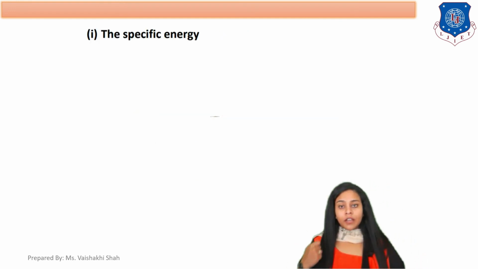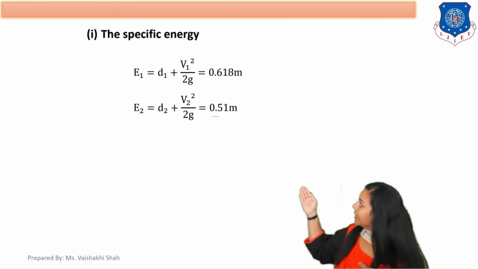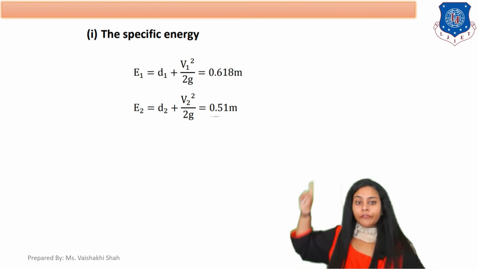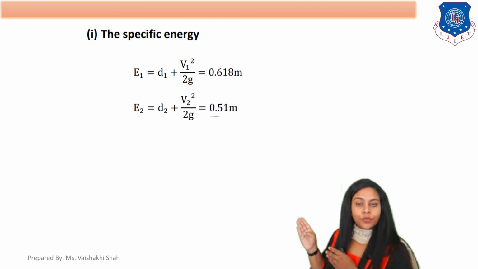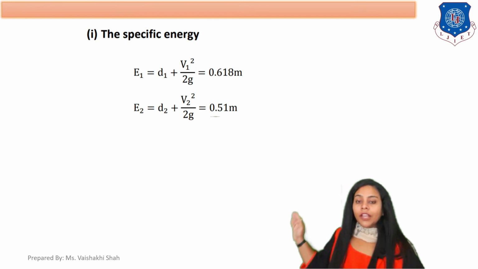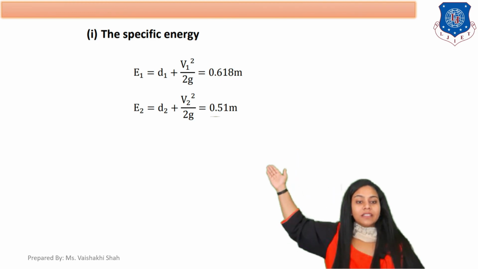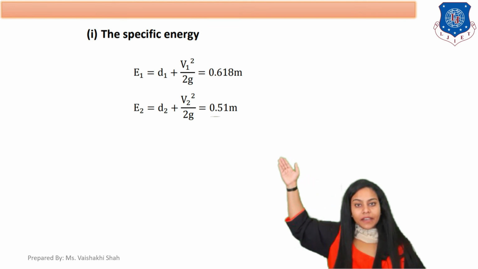Now, firstly, specific energy. We have to find out specific energy, and we know the equation for specific energy: E1 equals D1 plus V1 square by 2G, and E2 equals D2 plus V2 square by 2G. Now, we have all the values D1, V1 and G, that is 9.81. So, by placing the values in the equation, your answer for E1 is 0.618 meter and the answer for E2 is 0.51 meter. Clear? These are the specific energies E1 and E2.